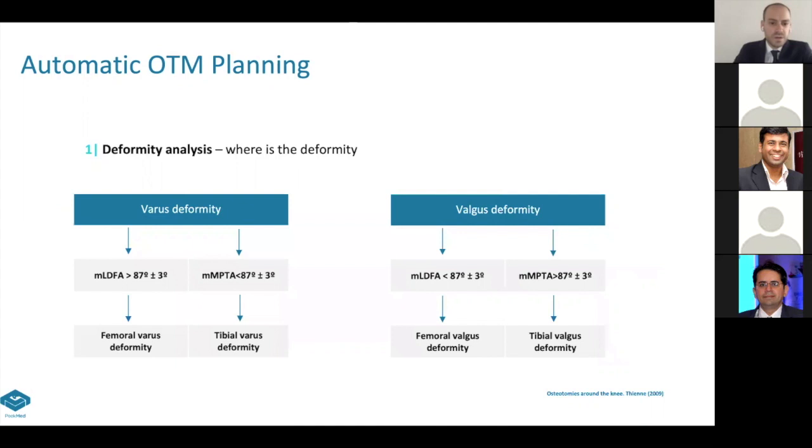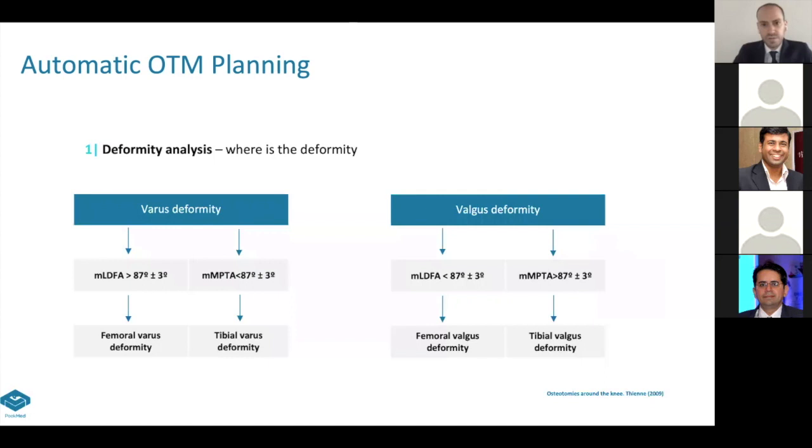So of course, the program will tell you, looking at the values that we get, if the deformity is in cases of the varus on the femur or the tibia, same for valgus, or in case you have a double level deformity, it will also tell you that this is a double level deformity and we should be aiming for a double level osteotomy.